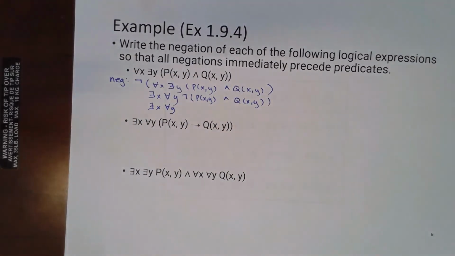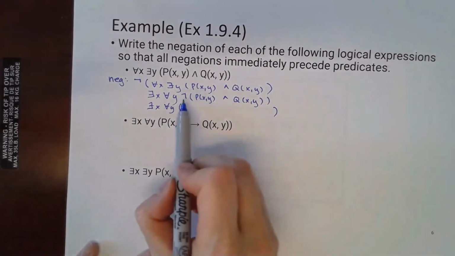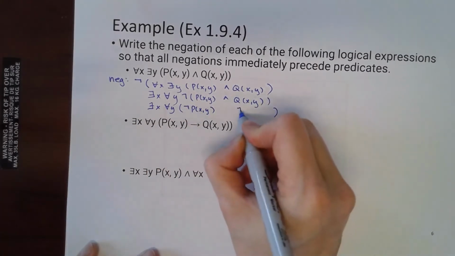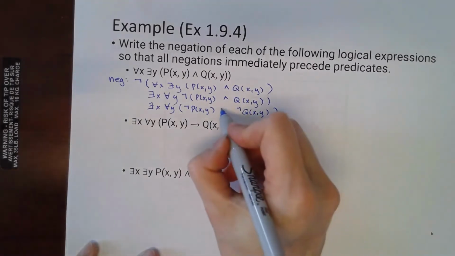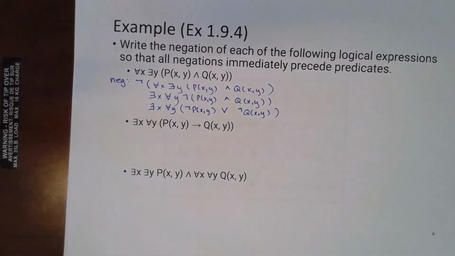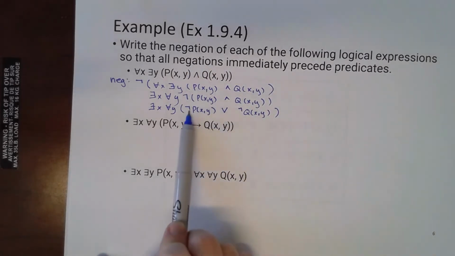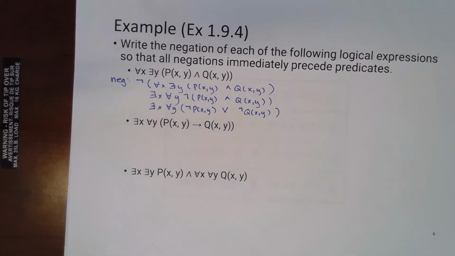And so when I apply De Morgan to this part of it, I've got a not on the first one, I've got a not on the second one, and that conjunction changes to a disjunction, right? And so now I've written it so that negations immediately precede predicates. Here I've got a predicate with a negation before it, a predicate with a negation before it, and every negation that appears is immediately before a predicate.